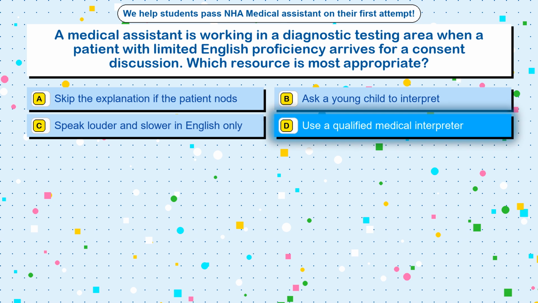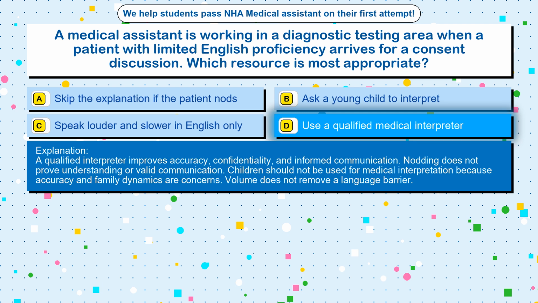The correct answer is option D. Use a qualified medical interpreter. A qualified interpreter improves accuracy, confidentiality, and informed communication. Nodding does not prove understanding or valid communication. Children should not be used for medical interpretation because accuracy and family dynamics are concerns. Volume does not remove a language barrier.